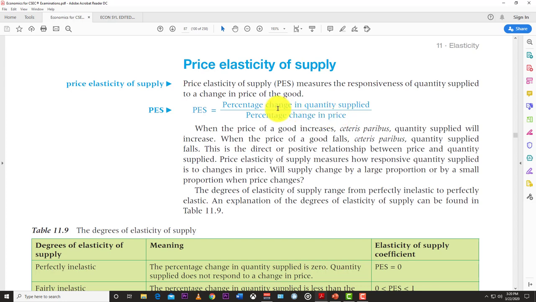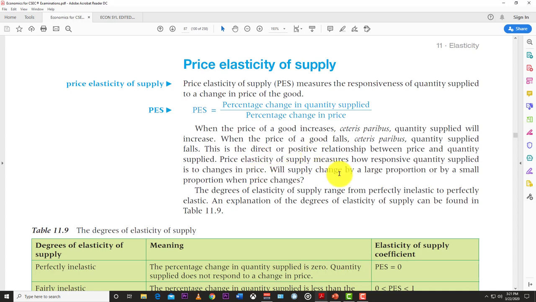All right, and that's the formula: percentage change in quantity supplied over percentage change in price. Again, you just put in the supply where you would have seen demand earlier. Same formula, basically. When the price of a good increases, ceteris paribus, quantity supplied will increase. When the price of a good falls, ceteris paribus, quantity supplied falls. This is the direct or positive relationship between price and quantity supplied, as we discussed earlier in the law of supply. When the price goes up, you supply more to maximize the profit. When the price goes down, you supply less. So they have a positive relationship.